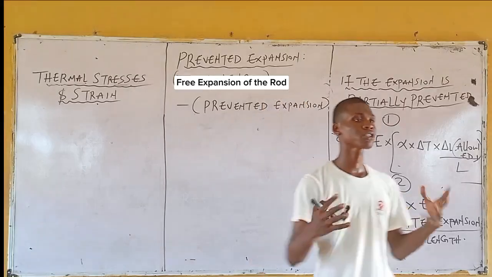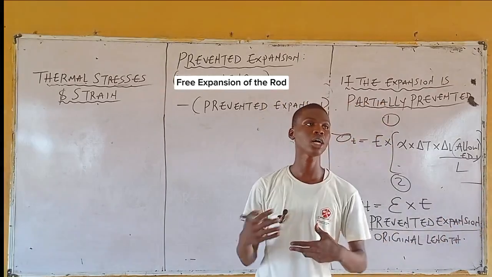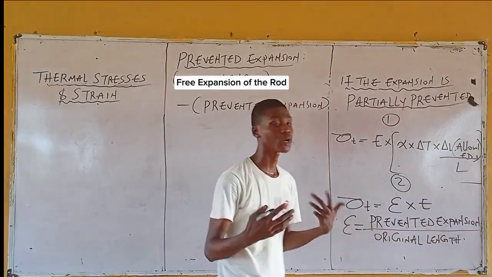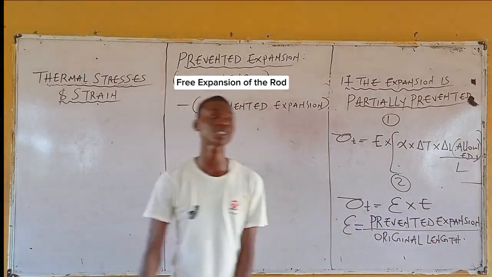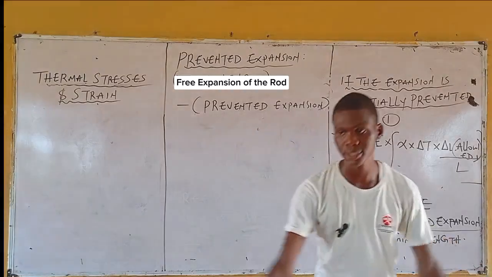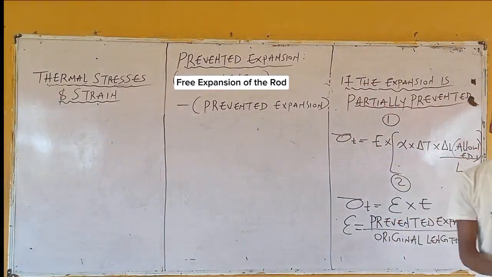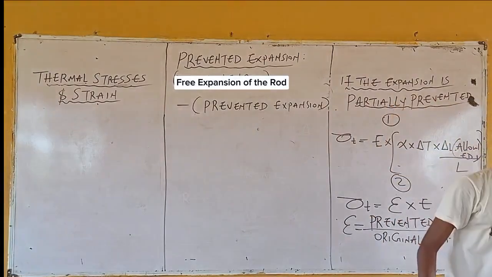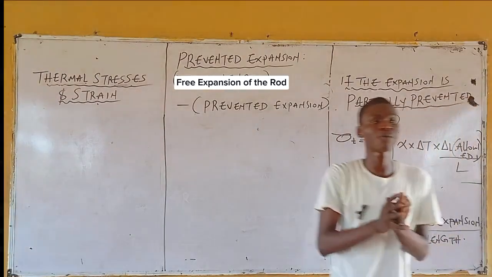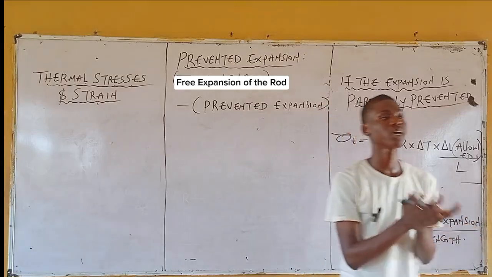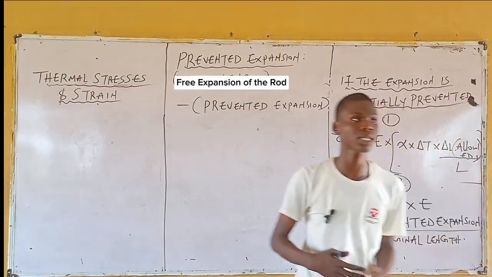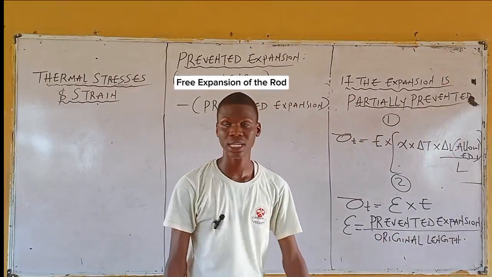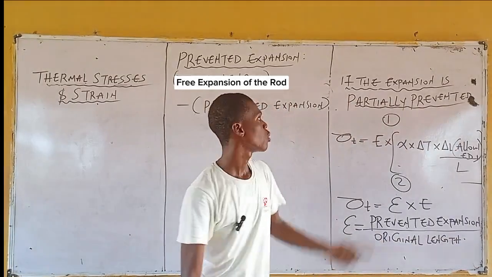Now from here, all the theoretical explanation we've been doing since morning, this is where we are going to implement it. You are now going to see the main reason why you need to understand those: freely expanded, prevented expansion, partially expanded. Now, the last type of expansion, which is what?